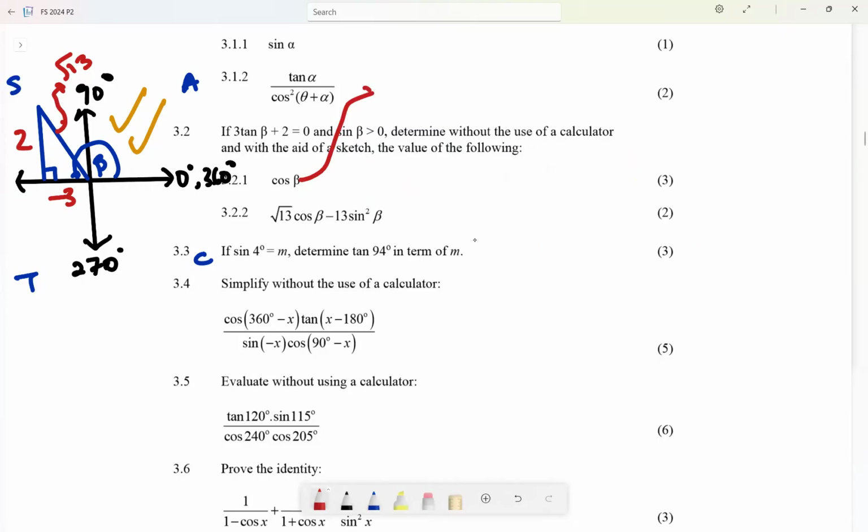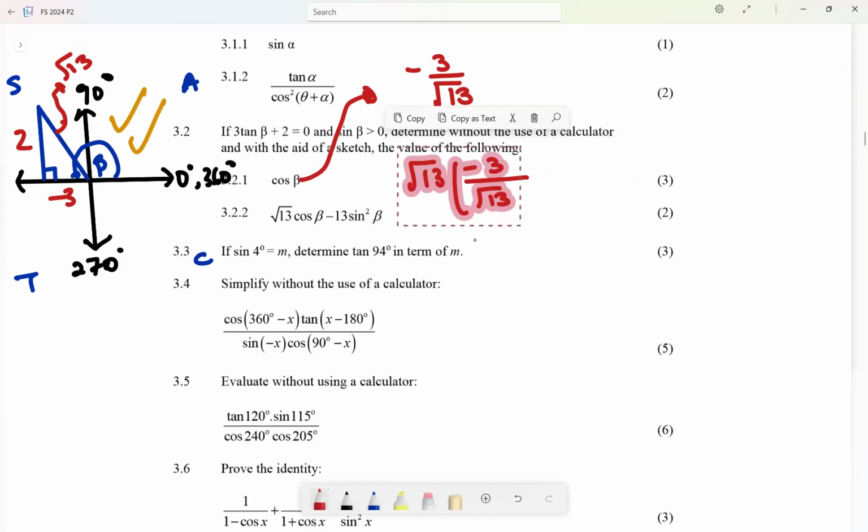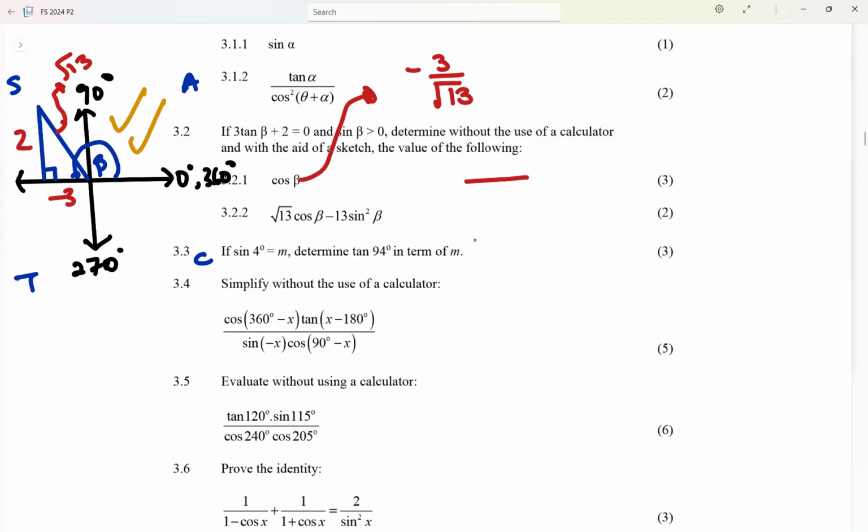Then remember I said cos beta is how much? Negative 3 divided by square root of 13. Then what is square root of 13? What is cos beta? Cos beta we just found as negative 3 divided by root of 13. Okay? Like this. You close that one, minus 18.